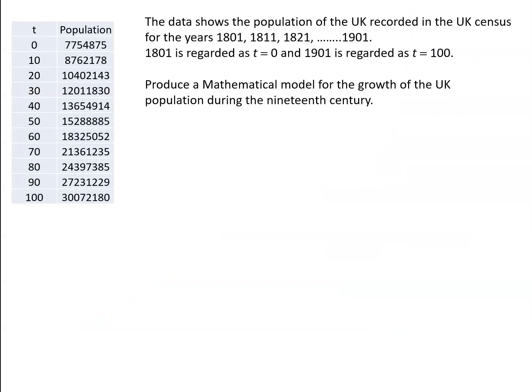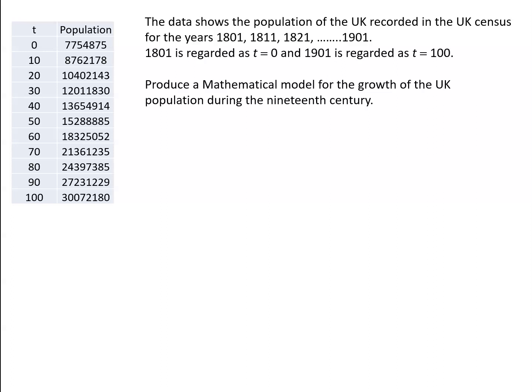The data we've got here shows the population of the UK recorded in the UK census, which were taken in the years 1801, 1811, all the way through to 1901. For what follows, we're going to regard 1801 as being t equals 0, and 1901 will therefore be t equals 100. So t is the number of years after 1801. We're going to try and produce a mathematical model for the growth of the UK population during the 19th century.